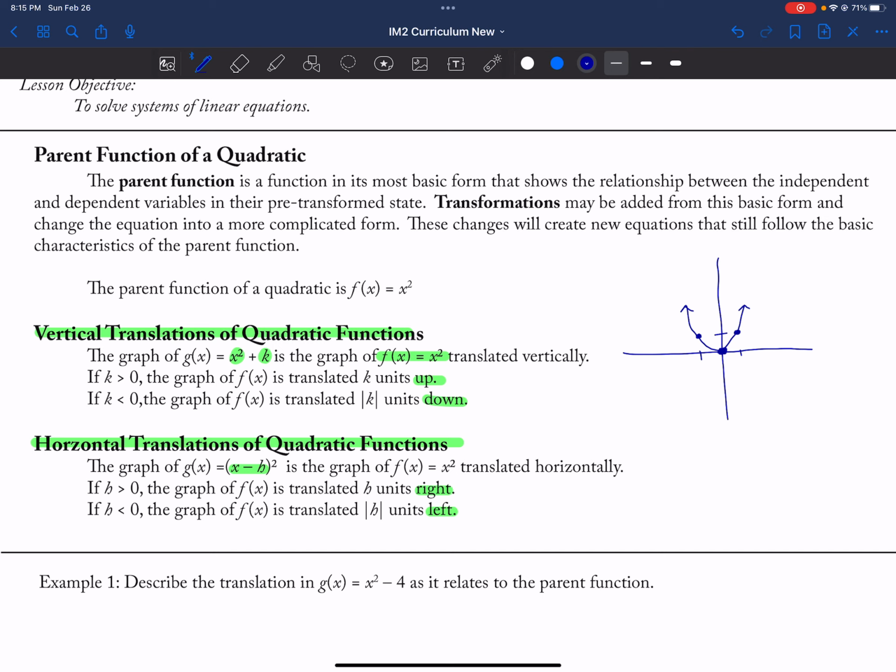Okay, now what I want to know is what happens. Does it go to the right? Does it go to the left? Does it go up? Does it go down? That's really what I want to know. And all of that is determined based upon whether or not something is being added or subtracted to the function on the outside, or if it's on the inside.